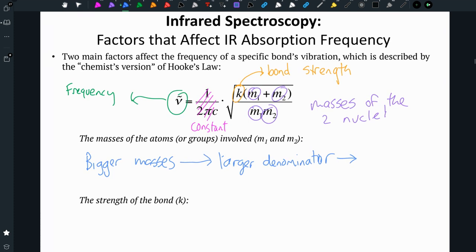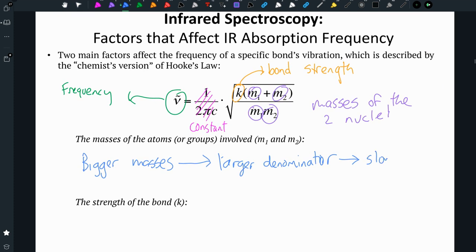That's going to lead to slower vibration. All right. Think about this in terms of common sense. If you had a spring connecting two bowling balls, you would expect them to move much more slowly than if you had a spring connected to two tennis balls. So bigger mass, slower vibration.